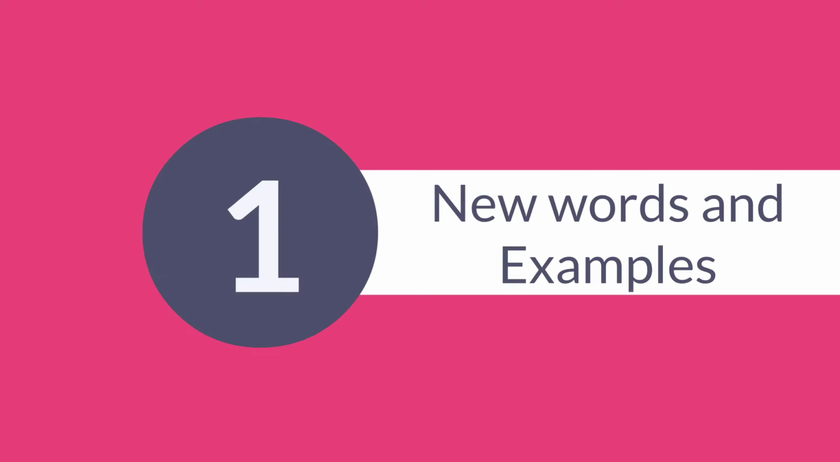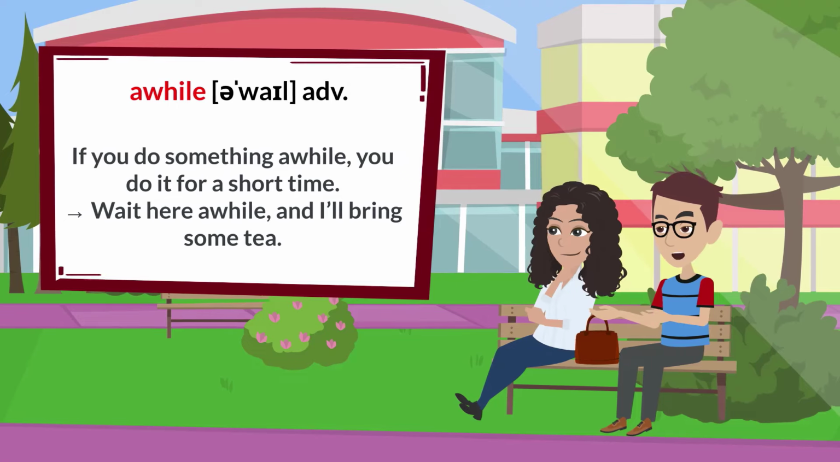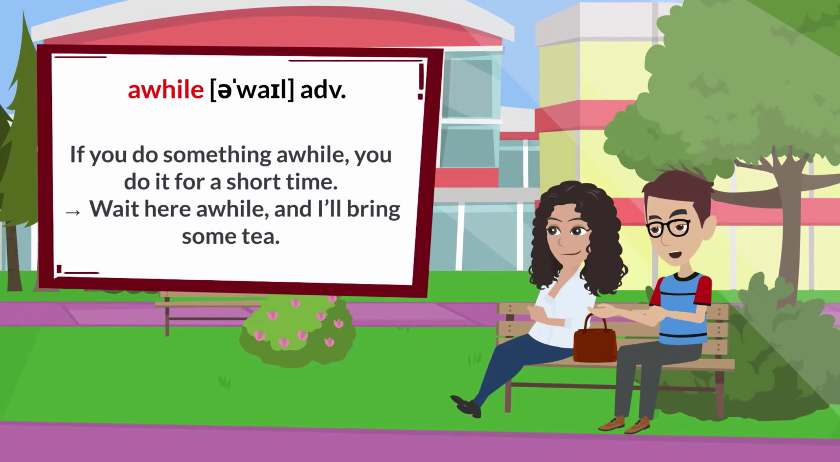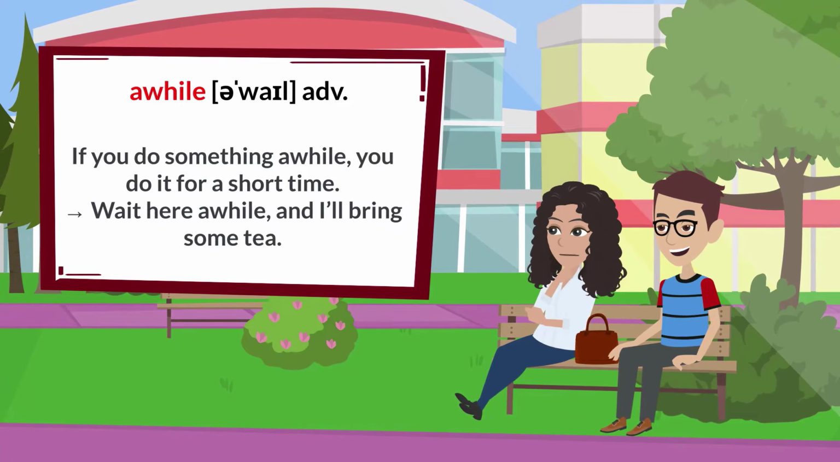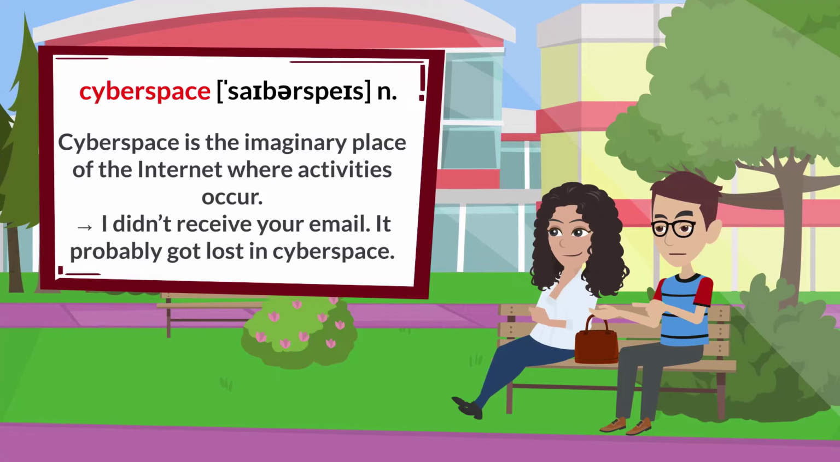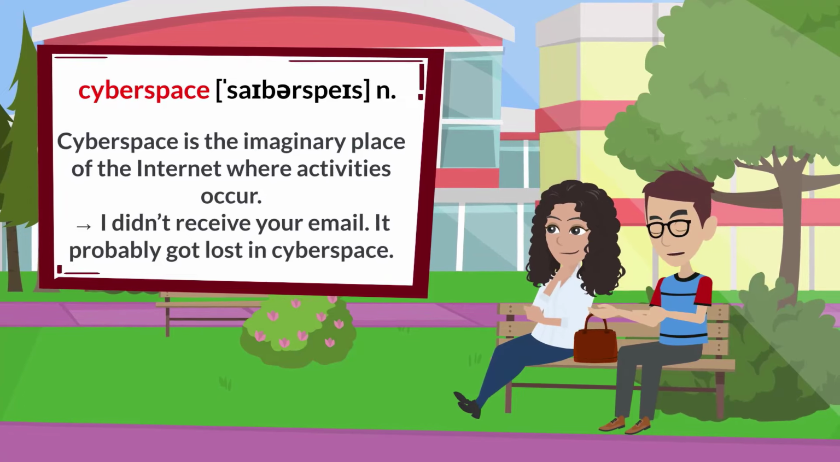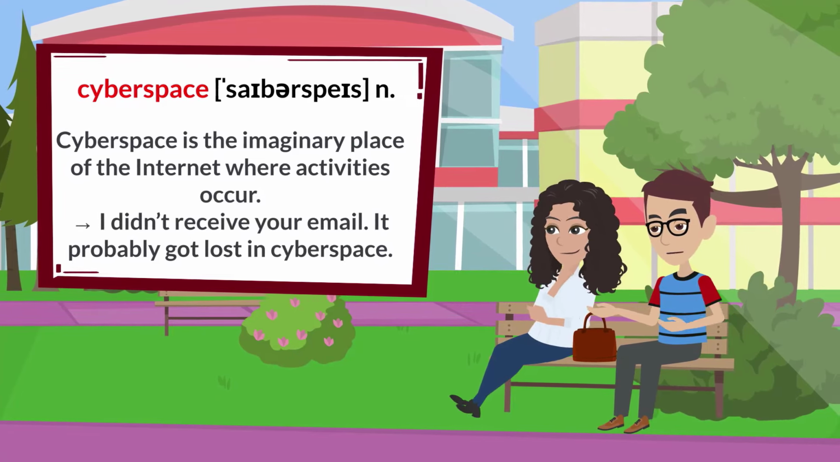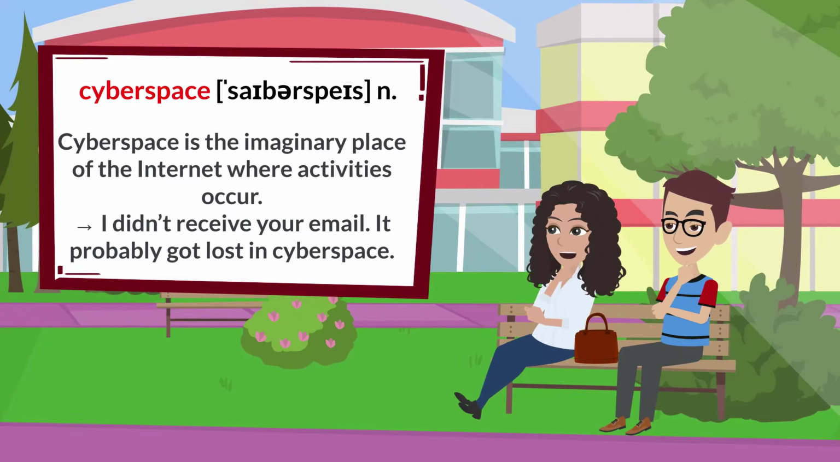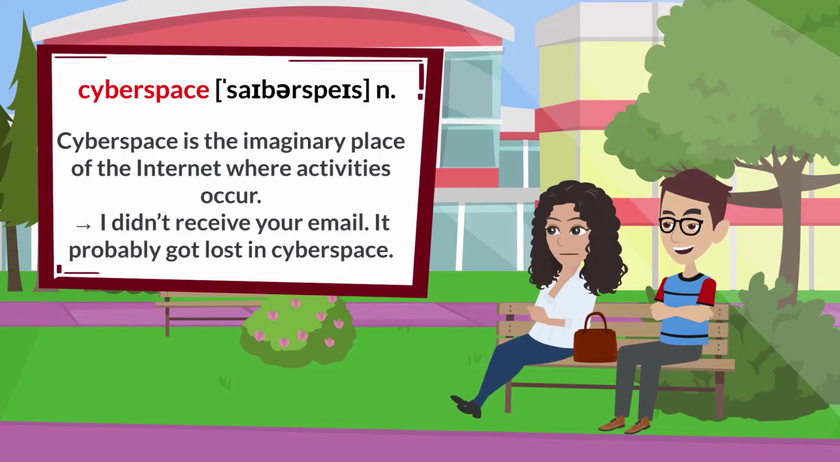New words and examples. A while. If you do something a while, you do it for a short time. Wait here a while, and I'll bring some tea. Cyberspace. Cyberspace is the imaginary place of the Internet where activities occur. I didn't receive your email. It probably got lost in cyberspace.